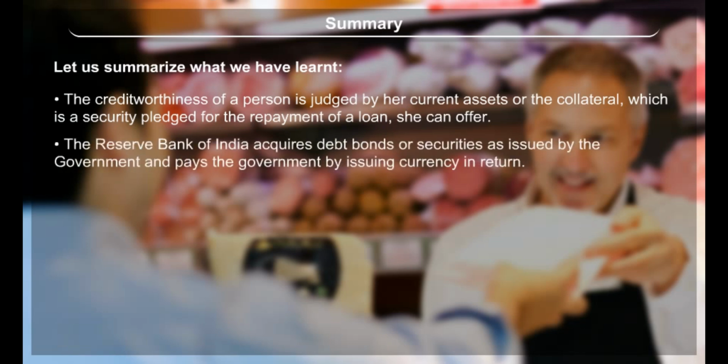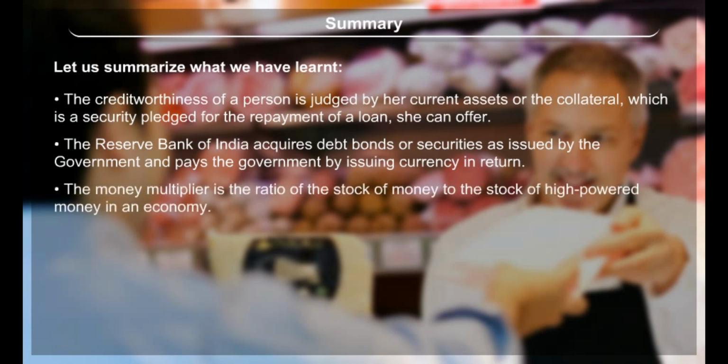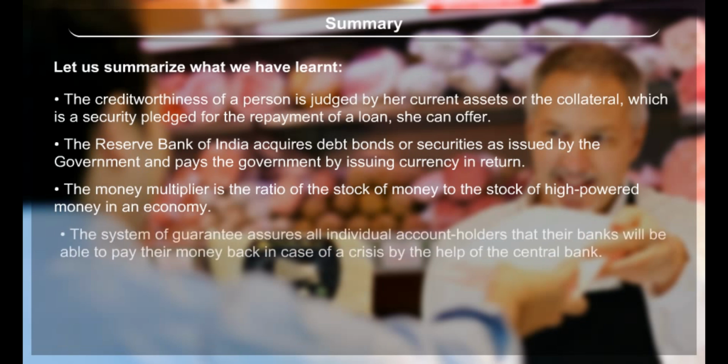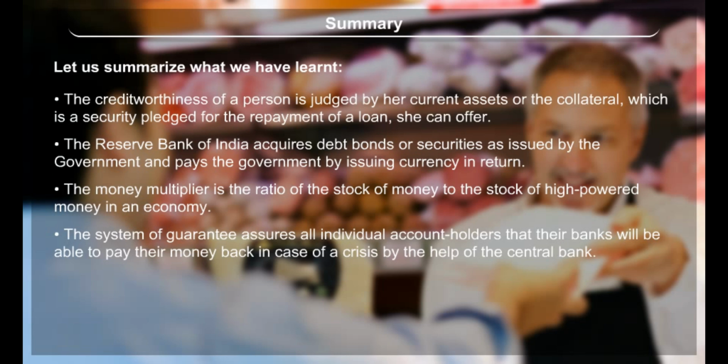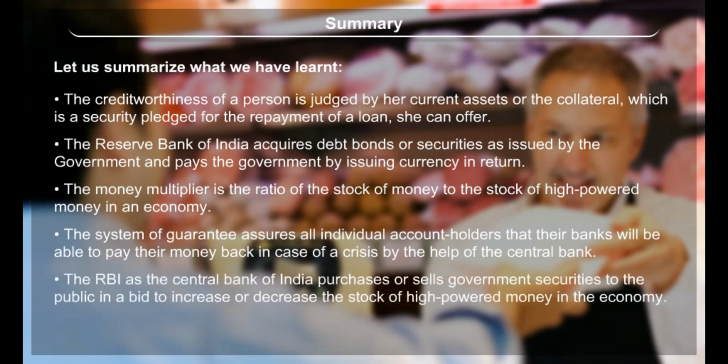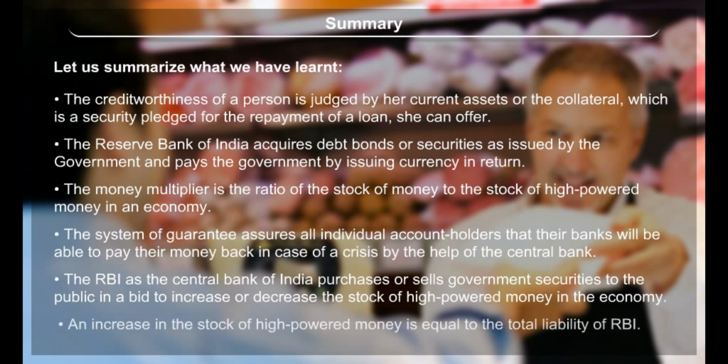The Reserve Bank of India acquires debt bonds or securities issued by the government and pays the government by issuing currency in return. The money multiplier is the ratio of the stock of money to the stock of high-powered money in an economy. The system of guarantee assures all individual account holders that their banks will be able to pay their money back in case of a crisis with the help of the central bank. The RBI, as the Central Bank of India, purchases or sells government securities to the public in a bid to increase or decrease the stock of high-powered money in the economy. An increase in the stock of high-powered money is equal to the total liability of RBI.